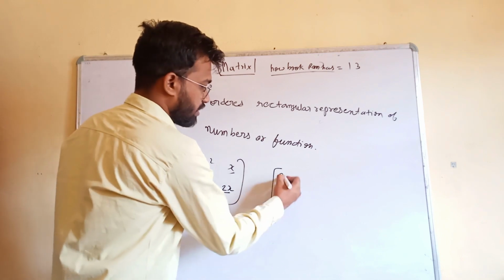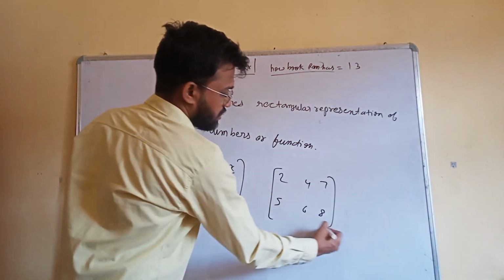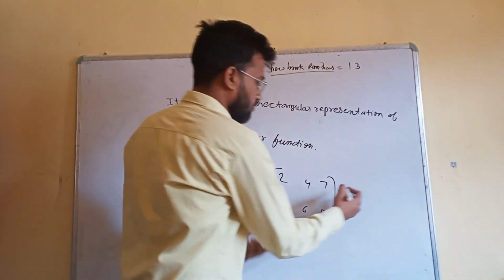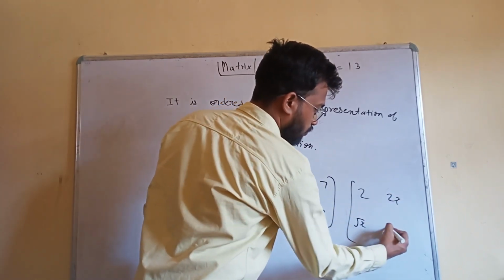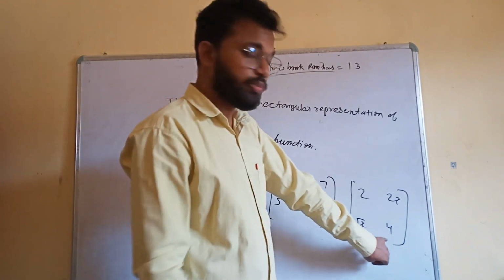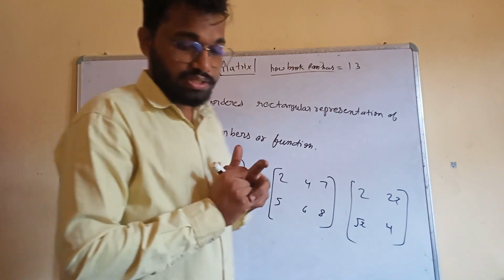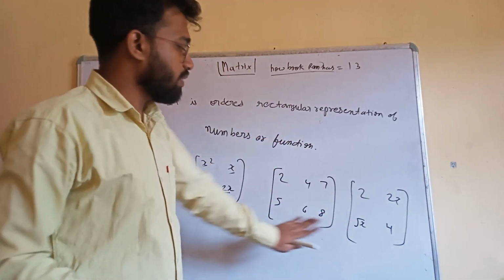Suppose numerical, we can take 2, 4, 5, 6, 7, 8 like this. This is the matrix in numerical form. A combination of both will be like this: 2, 2x, root x, 4. So this is the combination of numerical and functions also. So these are the examples of matrix. Now we got the definition of matrix and some examples we have seen.